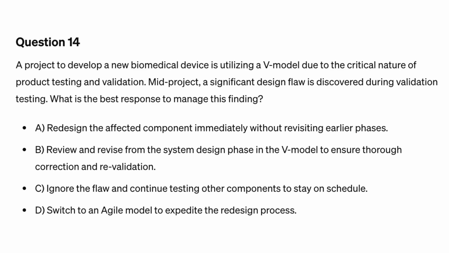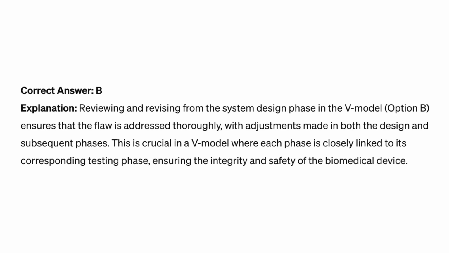C. Ignore the flaw and continue testing other components to stay on schedule. D. Switch to an agile model to expedite the redesign process. Correct answer B. Explanation: reviewing and revising from the system design phase in the V model, option B, ensures that the flaw is addressed thoroughly with adjustments made in both the design and subsequent phases. This is crucial in a V model where each phase is closely linked to its corresponding testing phase, ensuring the integrity and safety of the biomedical device.